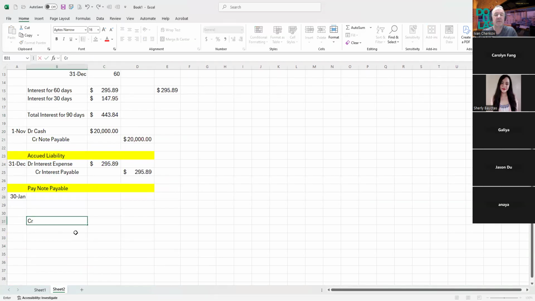So let's go here. Let's do the payment. Let's do the things that we know we have to do. Cash. I have to pay cash. And I know how much I have to pay. I have to pay those 20,000 plus I have to pay that interest. So that's my payment of cash. But why am I paying the cash? Because I have to pay my note payable, right?